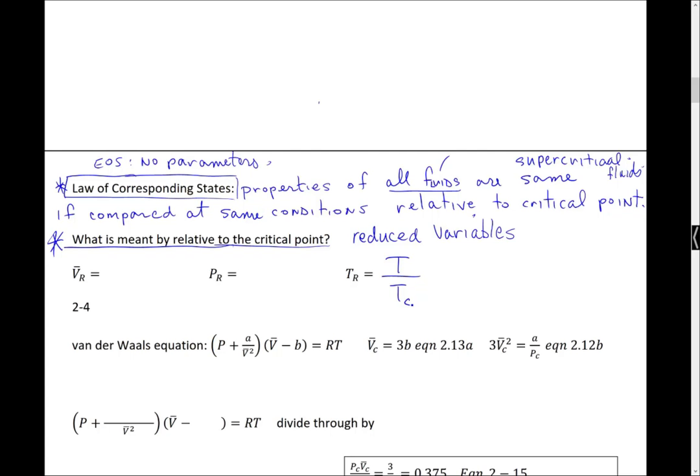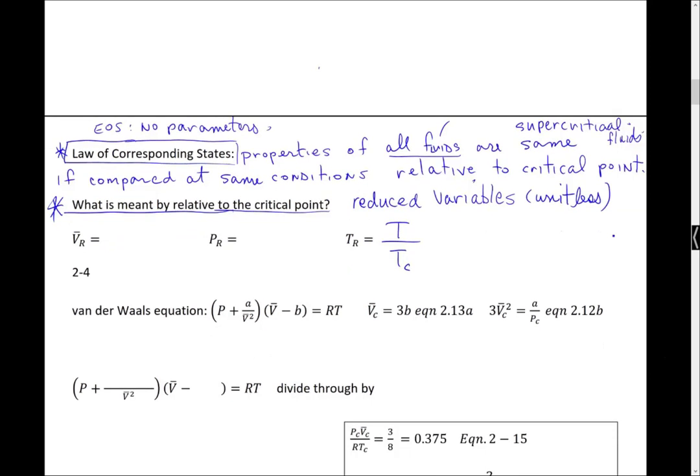If I'm at the critical point, what is the reduced temperature? It's 1, right? So if this value is 1, that means I'm at the critical temperature. If it's 0.5, I'm at half of the critical temperature. Make sense? What are the units of the reduced variable? It's going to be unitless, right? Because it's Kelvin over Kelvin. And how many people remember using reduced variables in physics? Few of you, right? You saw that those were unitless. At least normally they are.